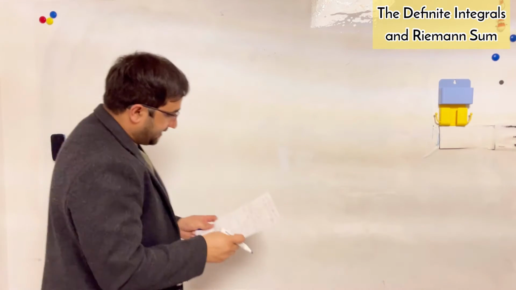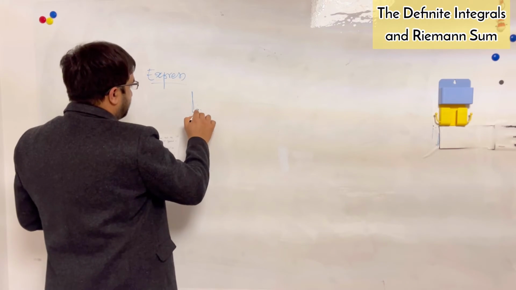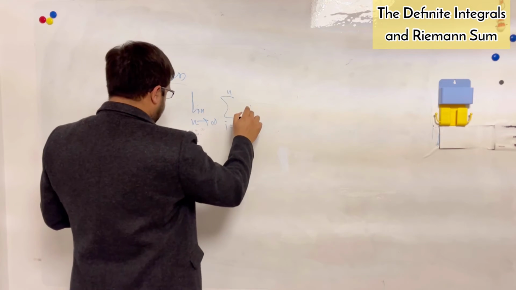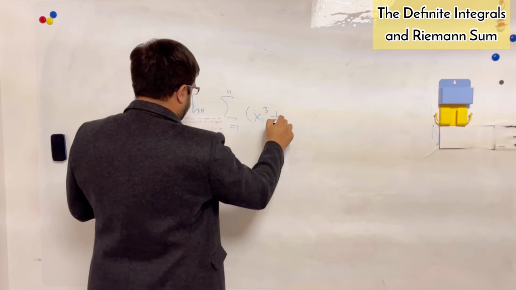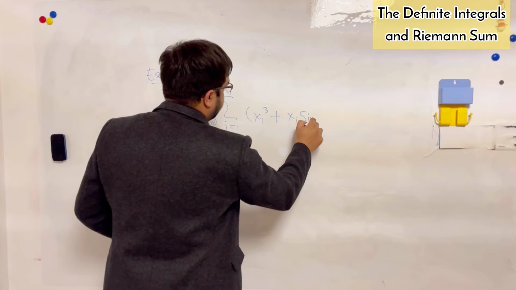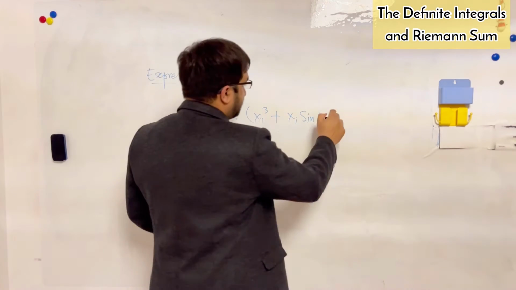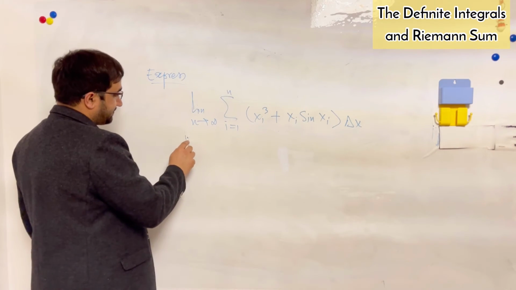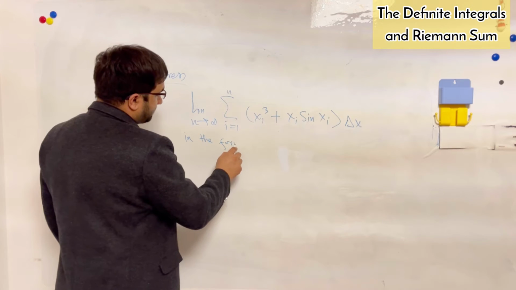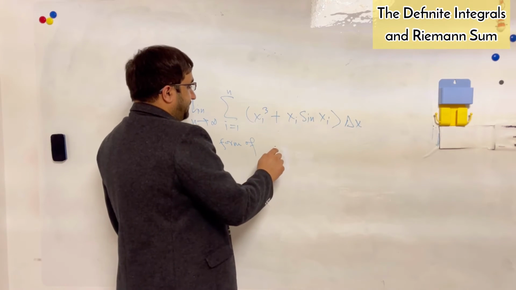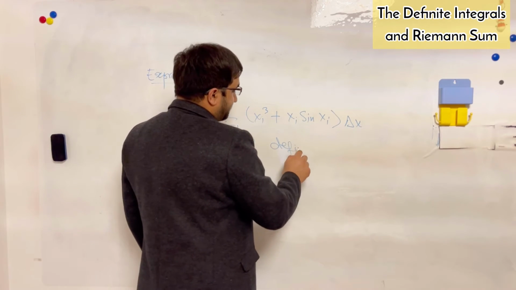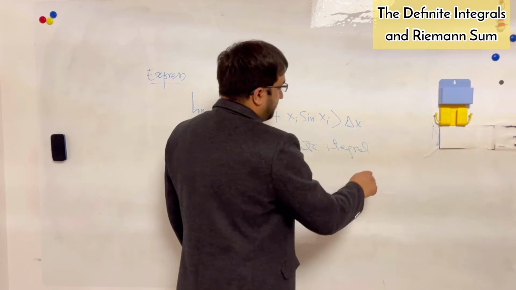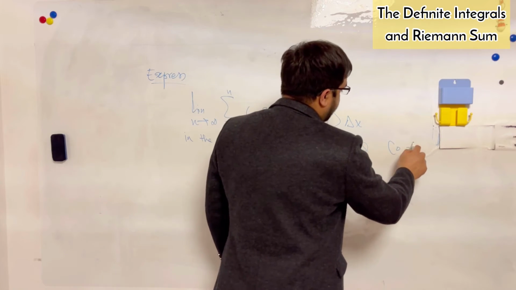Express the limit as n approaches infinity of the summation i from 1 to n of xi cube plus xi sine xi delta x in the form of a definite integral for the interval 0 and pi.